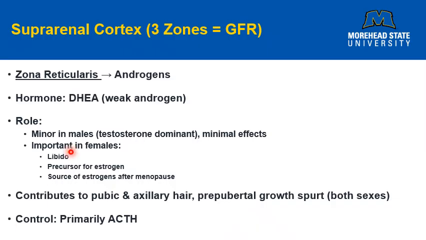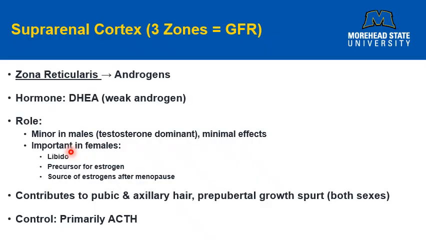Okay, next zone. All right, zona reticularis. This is your androgens. Now, most commonly, the hormone is DHEA, which is just a weak androgen. Its role is pretty big with development and the puberty side of things. It's actually really minor in males, where it's mostly testosterone dominant. DHEA has very minimal effects in males, but it's really important in females, so this is actually the precursor for estrogen.